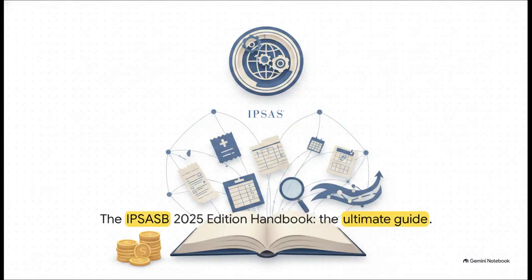That independent board is the IPSASB, the International Public Sector Accounting Standards Board. And their 2025 Handbook is the ultimate guide we're unpacking today. They basically issue these standards to handle financial reporting under both cash and accrual basis of accounting. They adapt general accounting rules to fit the very unique, highly complex realities of the public sector.